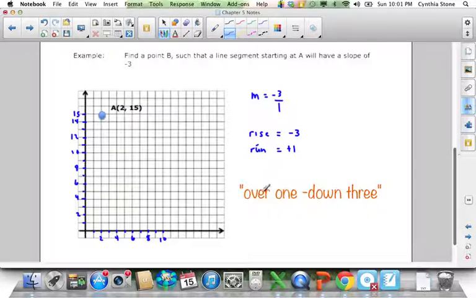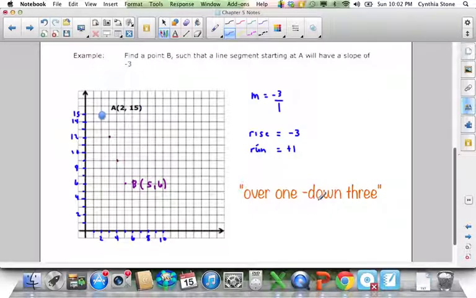So how does this one go? Over 1, down 3. So let's go ahead. Over 1, down 3: 1, 2, 3. There's one point. That could be my point B. Over 1, down 3, that could be my point B. Over 1, down 3, any of these could be my point B. I can just pick one. I'll make this one. It's 5 in the x, so write that first, and 6 in the y. So there's my part B.